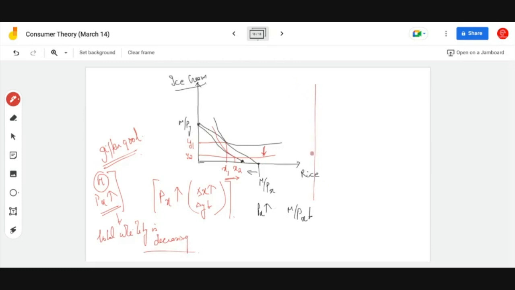So tomorrow, what we are going to do is discuss the effect of price and income change.